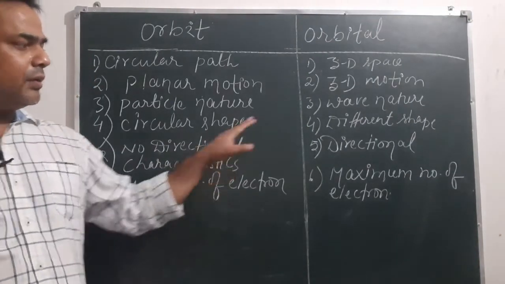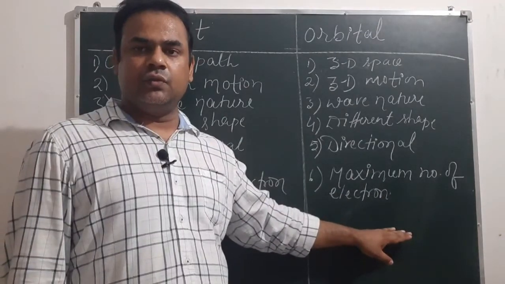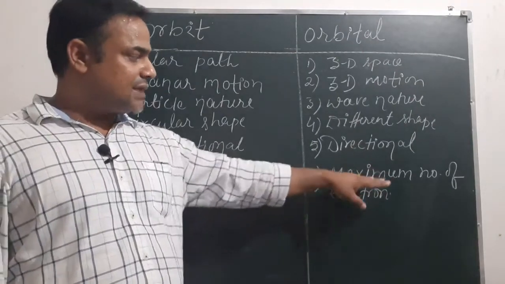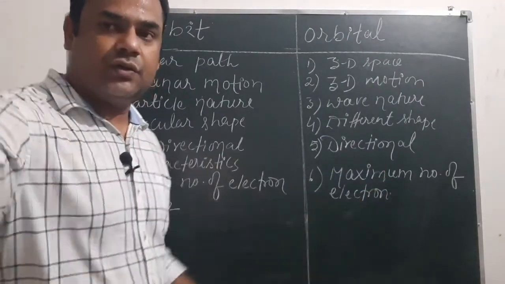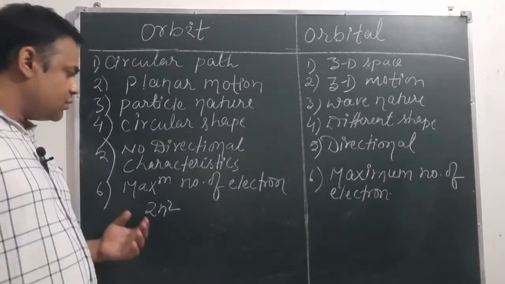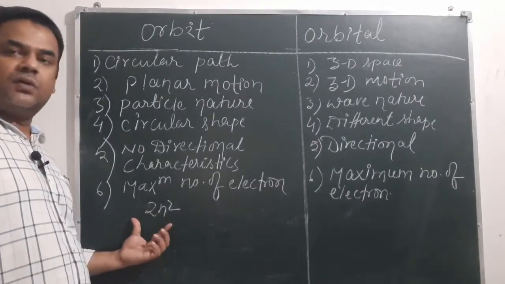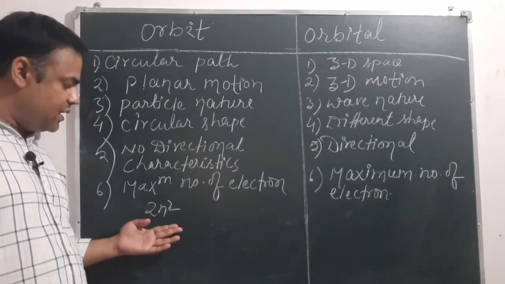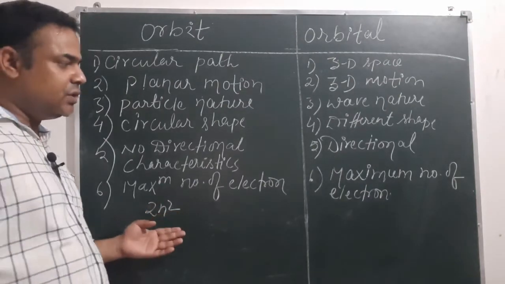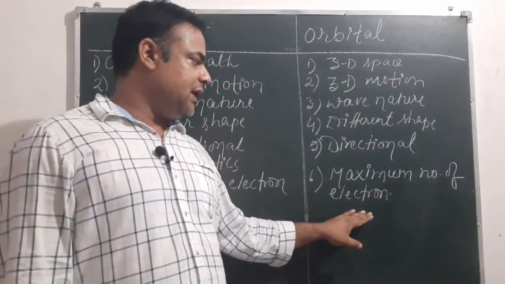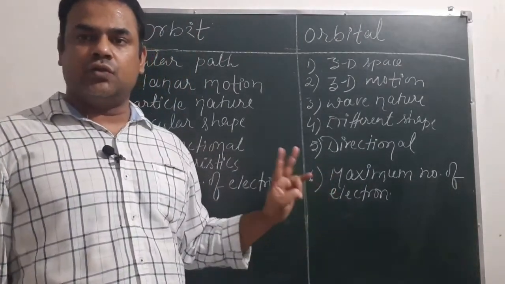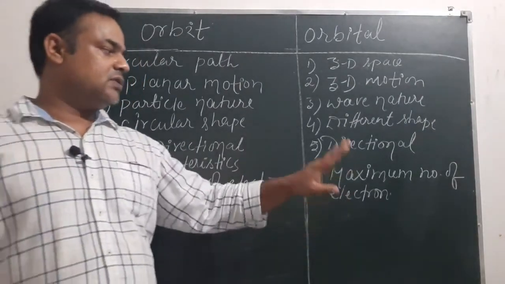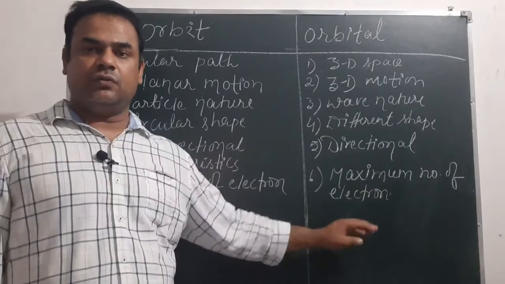But the number an orbital can accommodate is 2. That orbital may be vacant, maybe 1 electron, but the maximum number any orbital can accommodate is 2. So in case of orbit, the maximum number of electrons in any orbit is given by 2n square. This is the maximum number. It may be less than this, but the maximum will be 2n square, while the maximum number of electrons in any orbital is always 2, not more than 2. Less than 2 is possible, but the maximum number of electrons in an orbital will always be 2.